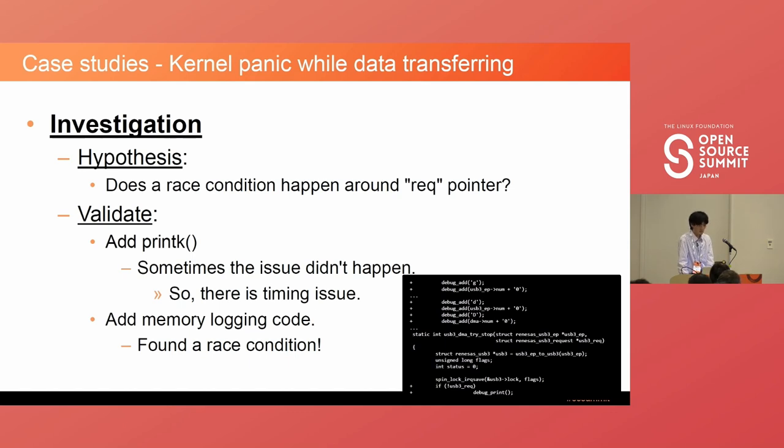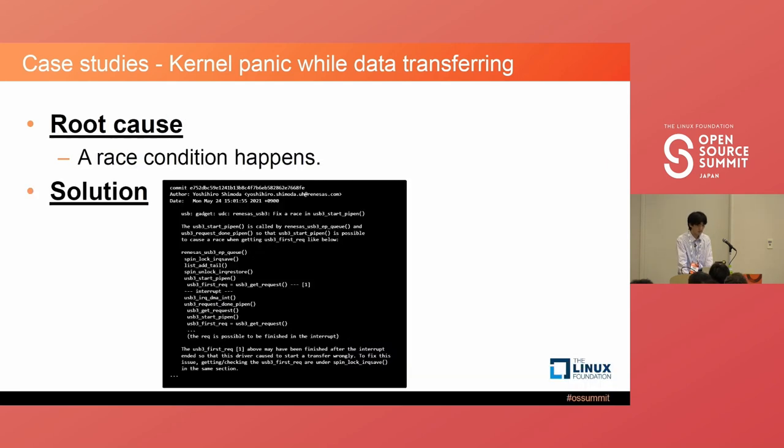So to validate this issue, I added printk, but if I add printk, the issue didn't happen. So this is a timing issue. To investigate, I added memory logging code like this. And I found the race condition. So the solution is this patch: some kind of lock, a spin lock, is required for this issue.